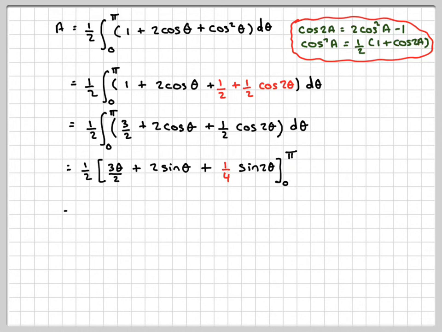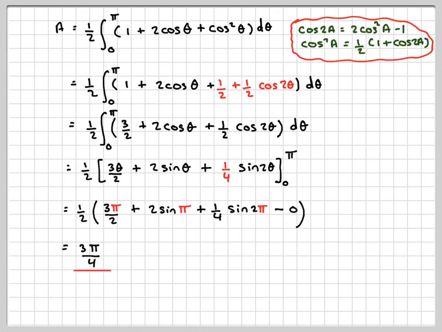Substituting in these values, we're going to get a half times 3 pi over 2 plus 2 sine pi plus a quarter sine 2 pi, and then when we put 0 in here, you need to check carefully. We'll get 0 from here, 0 from here, 0 from here, but don't always assume that. And it also happens that the sine of pi, sine of 180, is equal to 0. Same here, sine of 360 is also equal to 0. So this becomes 3 pi over 4 square units.